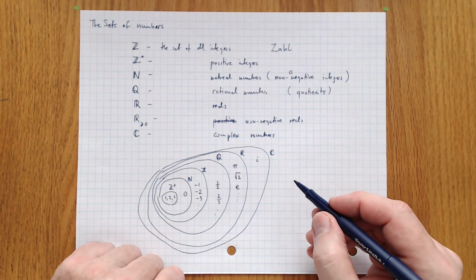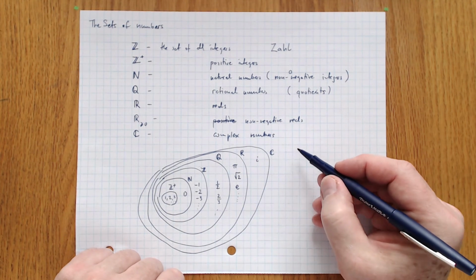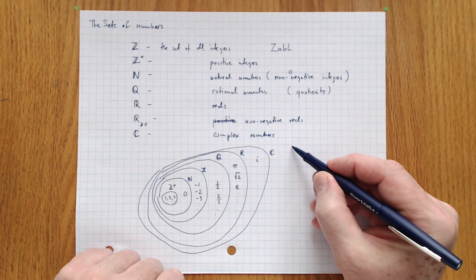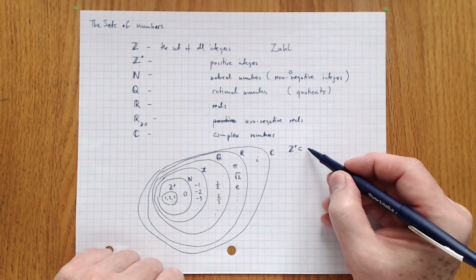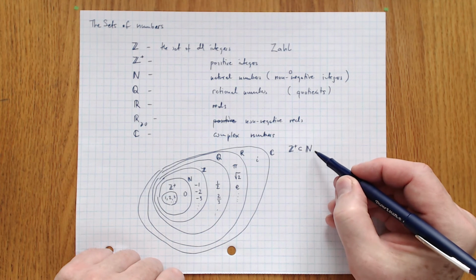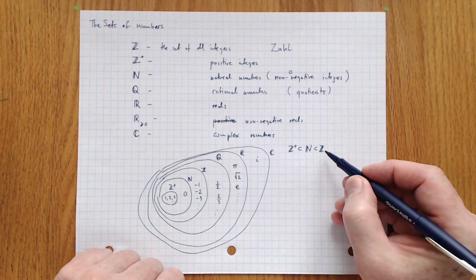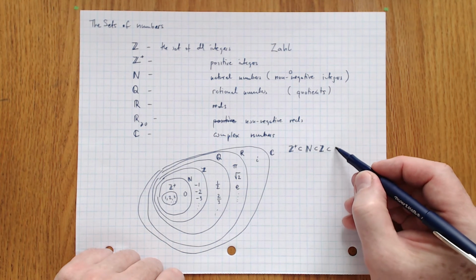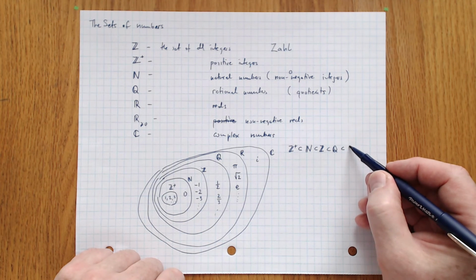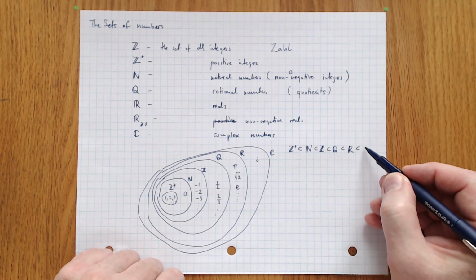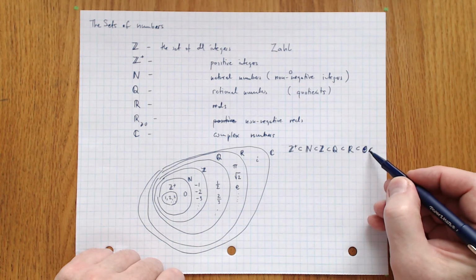If we were to write this relationship using symbols, we would say that Z plus is a proper subset of natural numbers, which is a proper subset of integers, which is a proper subset of rational numbers, and then real numbers and complex numbers.